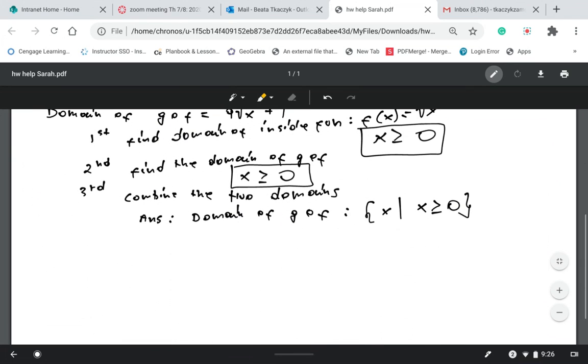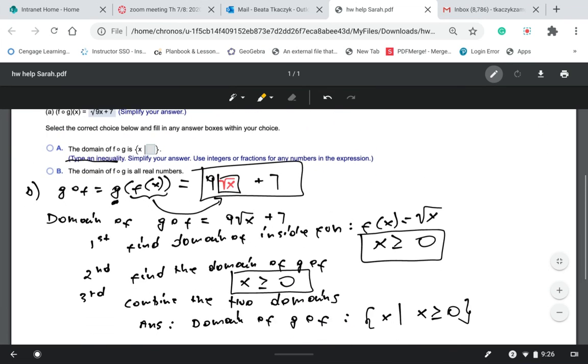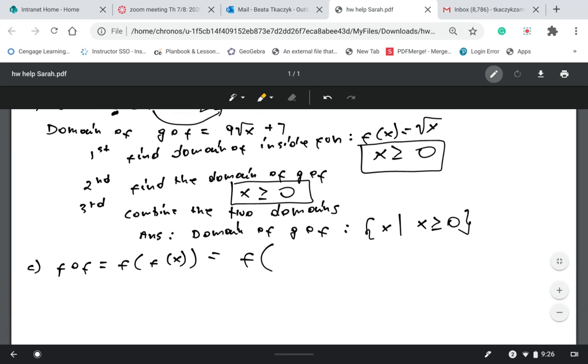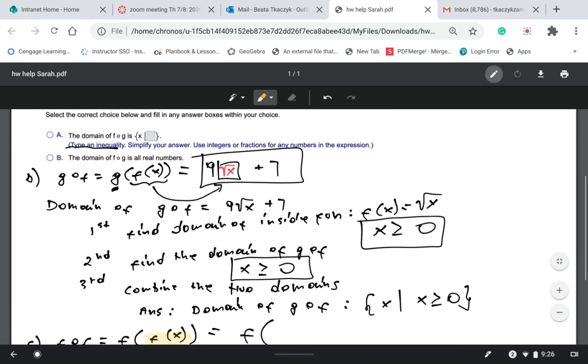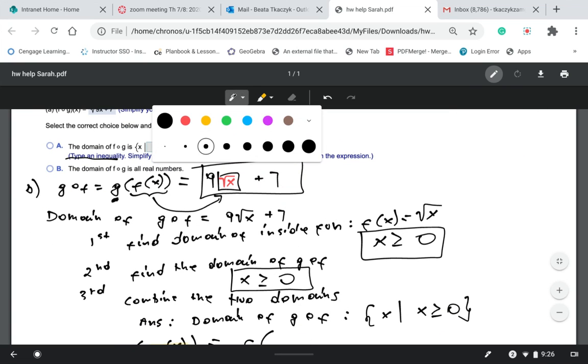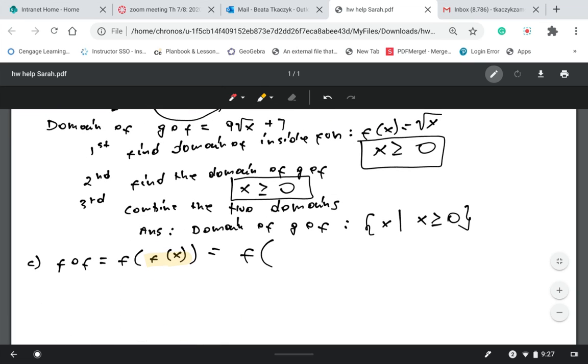Part C, they want you to find F composed with F. You have to find f composed with f, which means f of f of x. Inside, where we're used to having x in function f, you're going to plug in the equation of function f of x. So f of x, again, is just square root of x.